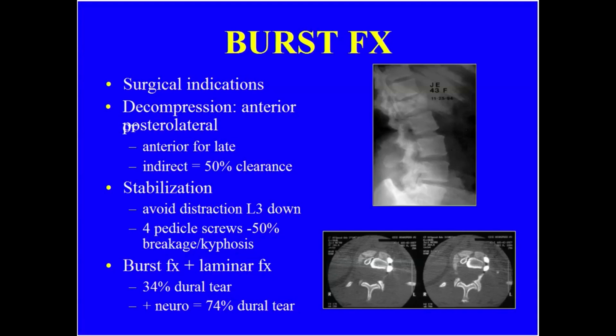How do you stabilize a patient with a burst fracture? You can stabilize them anteriorly, and most modern plating techniques are rigid enough that this is considered acceptable stabilization. You can also stabilize them posteriorly if you decide you want to operate posteriorly. Be aware that if you just use a pedicle screw one level above and one level below, single unprotected pedicle screws have a very high risk, 50% risk of breakage and or progressive kyphosis.